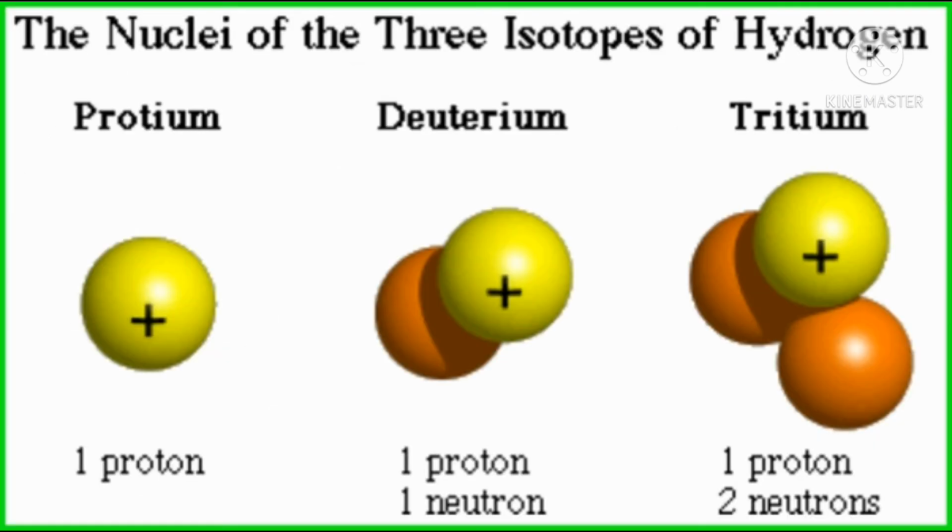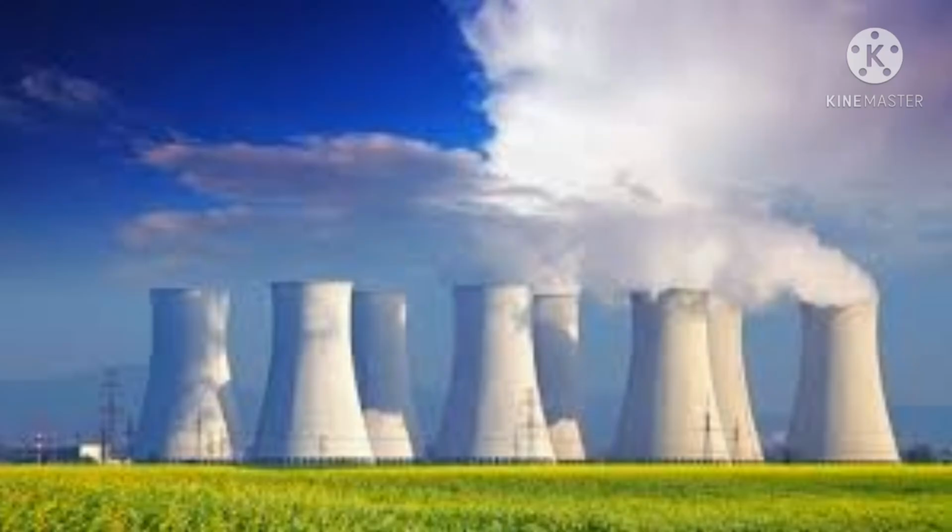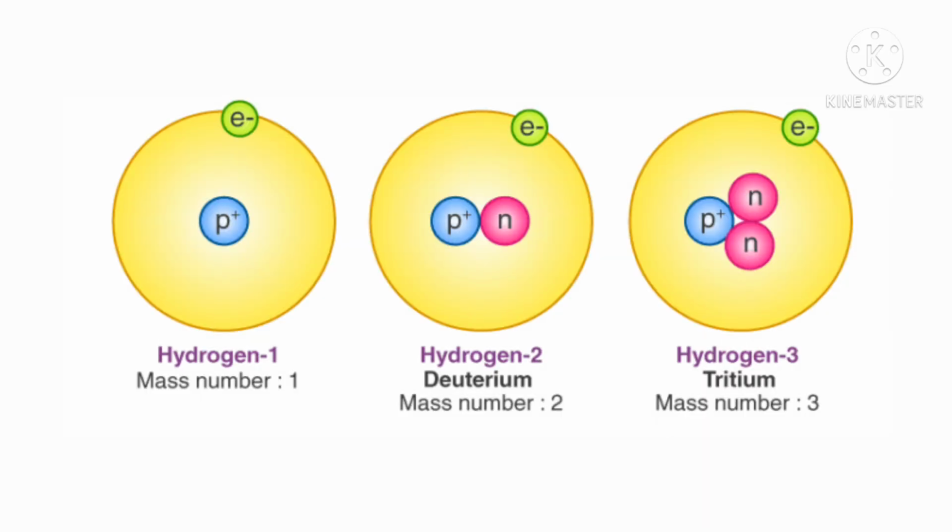Now let's learn about isotopes. Have you heard about deuterium and tritium, which are used in nuclear power plants to produce electricity? These substances are called isotopes of hydrogen. Let's understand them in detail. Atoms having the same atomic number but different mass numbers are called isotopes. The isotopes of hydrogen are protium, deuterium, and tritium.